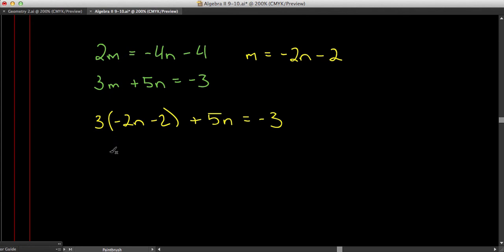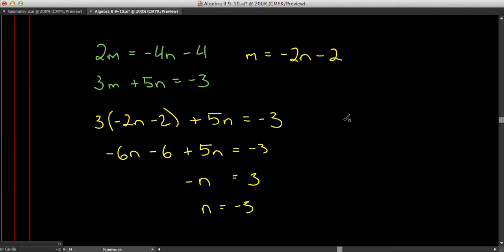So I distribute this 3, and I'm left with negative 6n minus 6 plus 5n is equal to negative 3. Okay, now let's combine some like terms. I bring the 6 over to the other side. That leaves me with positive 3. And then the negative 6n and the positive 5n combine to make just negative n. So that means n is equal to negative 3.